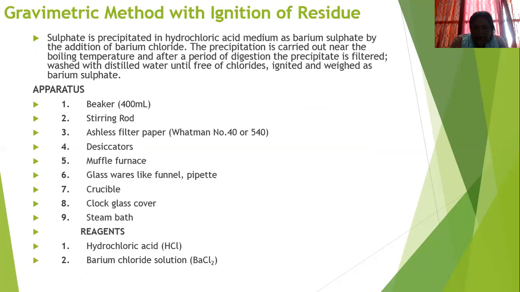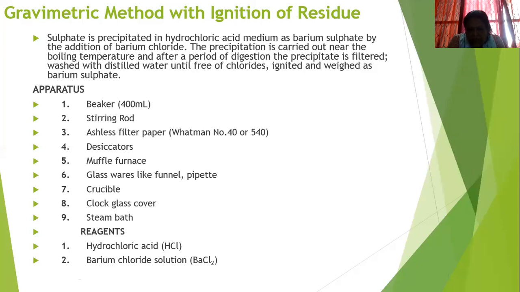So what are the apparatus required to carry out this experiment, or how do you do this experiment? These are the apparatus you need. Most of the apparatus you have not seen, like ashless filter paper. This is very important here. This is also known as Whatman filter paper. These filter papers are just like a round piece of paper, not like ordinary filter paper. It is available in pieces.